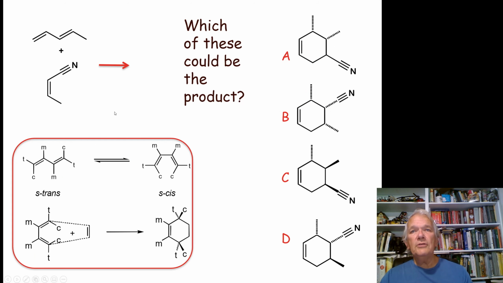Okay, so which of these would be the product? Again, pause this and see if you can figure it out. So in this case, our electron donating group is this methyl, and the cyano group is the electron withdrawing group. So which one are we going to get? You want to consider the charge relationship, and then of course you have to take account of the fact that this is the cis isomer. So pause the video, figure it out.